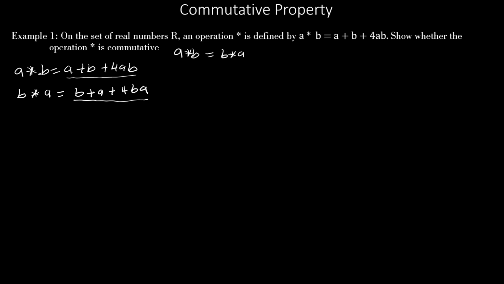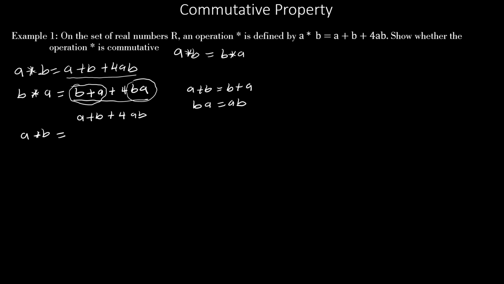Under the operation addition, just like the one we have here, A plus B is the same as B plus A. And under the operation multiplication, just like what we have here, BA is the same as AB. So we can interchange this answer to be equal to A plus B plus 4AB. If you look at this very well, we are going to say that the answer to A asterisk B is the same as the answer to B asterisk A. Therefore, we can say that the operation asterisk is commutative under the set of real numbers.